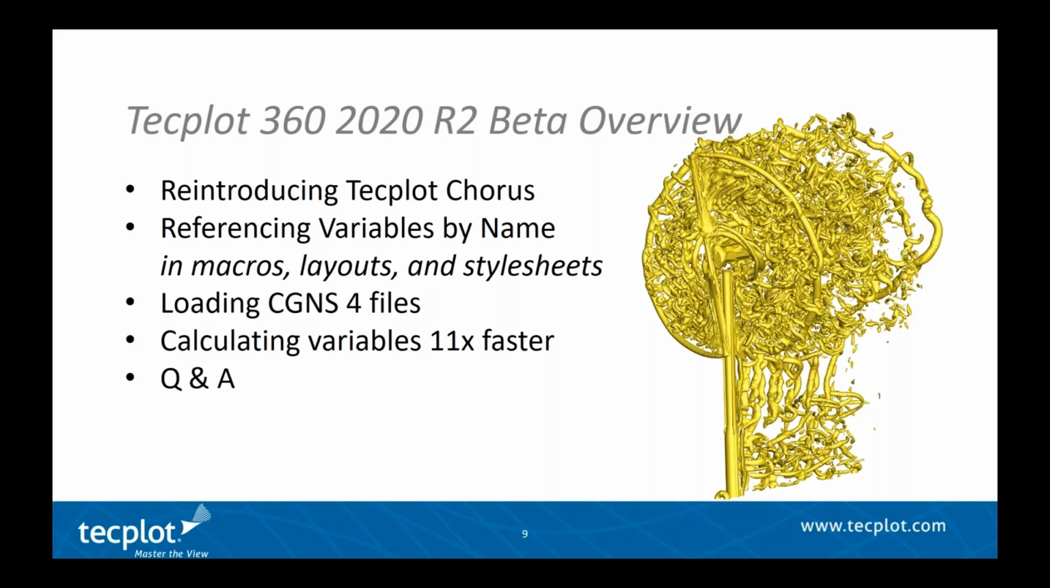Then we'll talk about CGNS 4, why it's important and what we did, and then calculating variables up to 11 times faster depending on your data type and the number of cores on your machine. We'll talk about the work we did there.